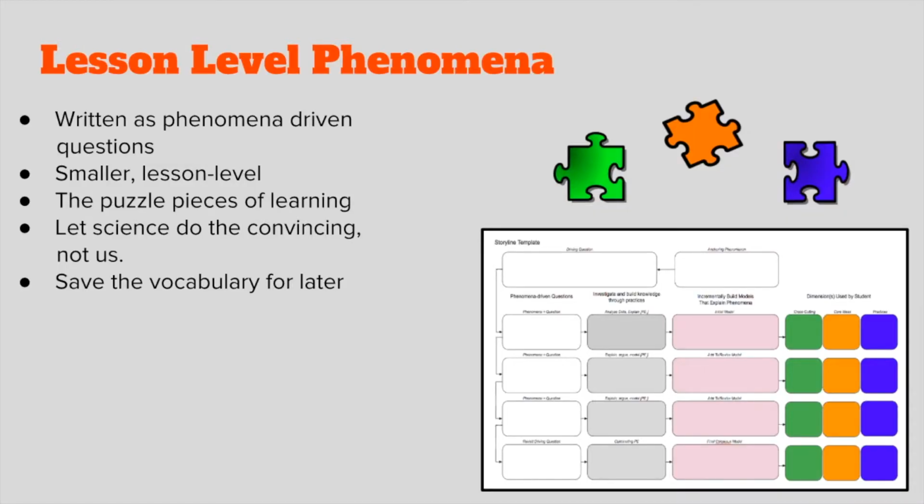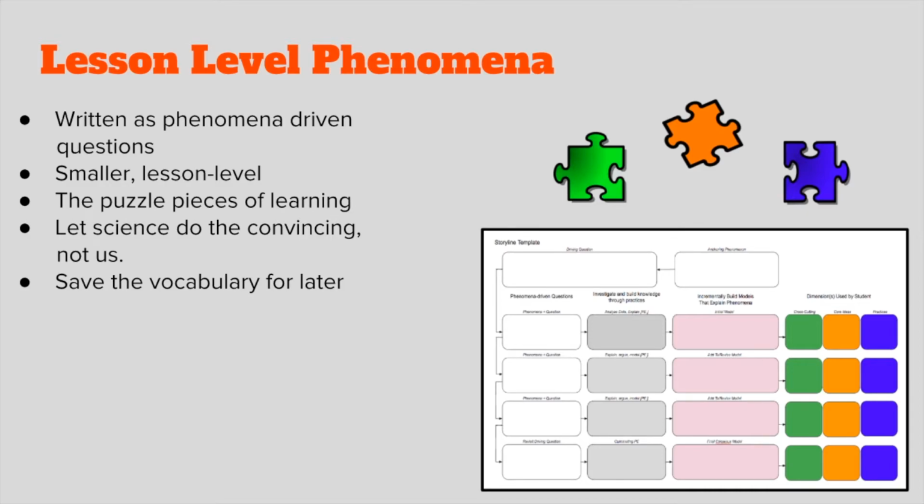The lesson level phenomena is written as a phenomena-driven question. These are smaller lesson level phenomena that help the students figure out the pieces of the larger picture, or anchor phenomena. The lesson level phenomena are the puzzle pieces, and once we get all the pieces, we can solve the puzzle and answer the anchor phenomena.